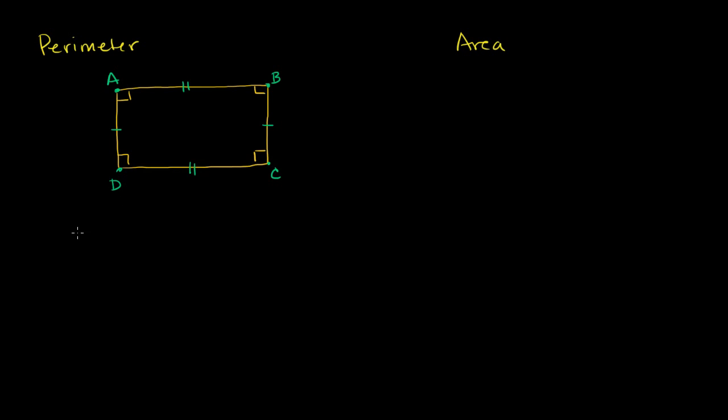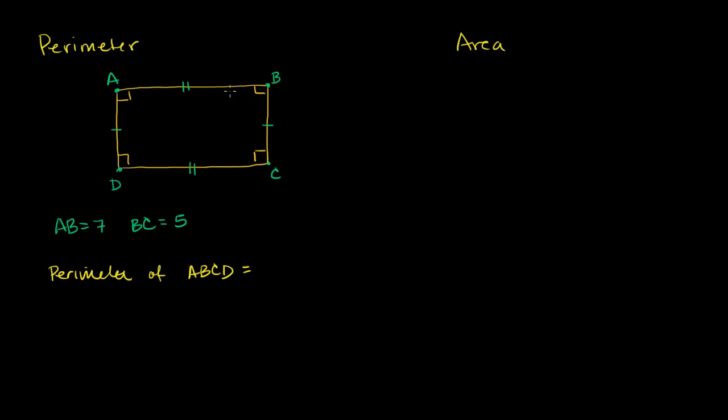And let's say we know the following. We know that AB is equal to 7, and we know that BC is equal to 5. And we want to know what is the perimeter of ABCD. So let me write down the perimeter of rectangle ABCD is just going to be equal to the sum of the lengths of the sides.